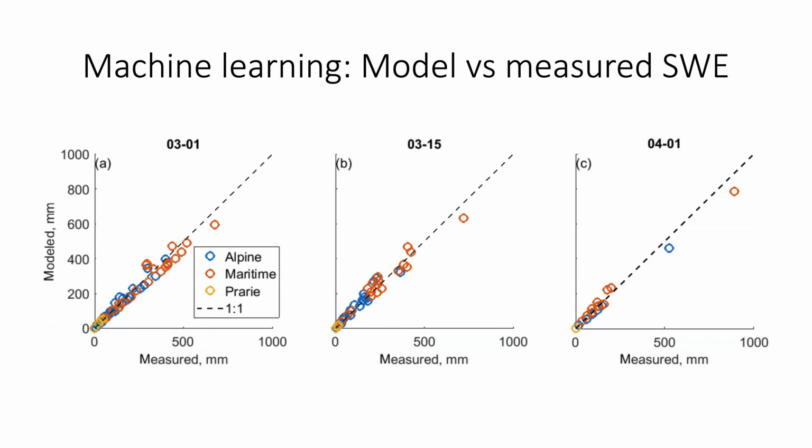This graph shows a comparison of the modeled and measured SWE. On the x-axis is the SWE measured from the Aga Khan network, and on the y-axis is the SWE modeled from machine learning. The three graphs show the 1st of March, the 15th of March, and April 1st. The dotted line is the one-to-one line, and points that fall on it are well modeled and match the observations. You can see that most points fall on the line, showing we were able to accurately predict the SWE in real time.